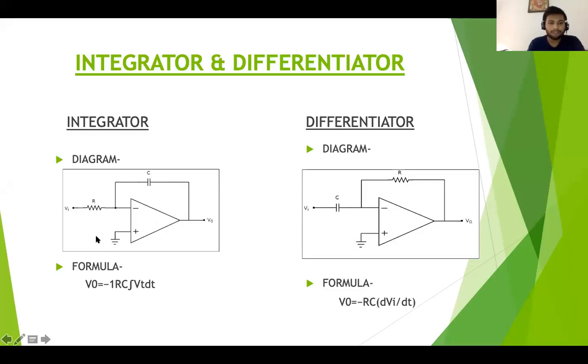Output equation for the integrator is V output is equal to negative of 1 by RC integration of Vi dt with respect to t. And in case of differentiator, the output equation is V output is equal to minus RC, product of the resistor and the capacitor, into dVi by dt, differentiation of input voltage with respect to t.